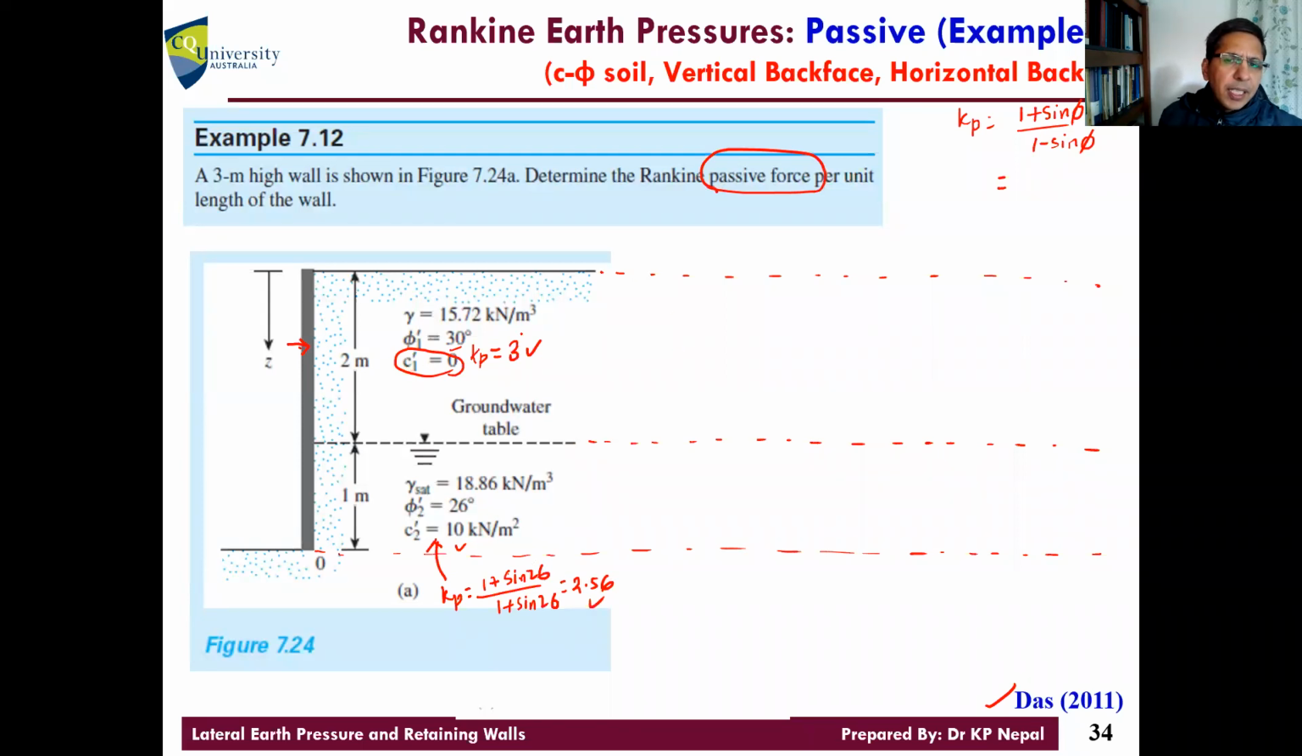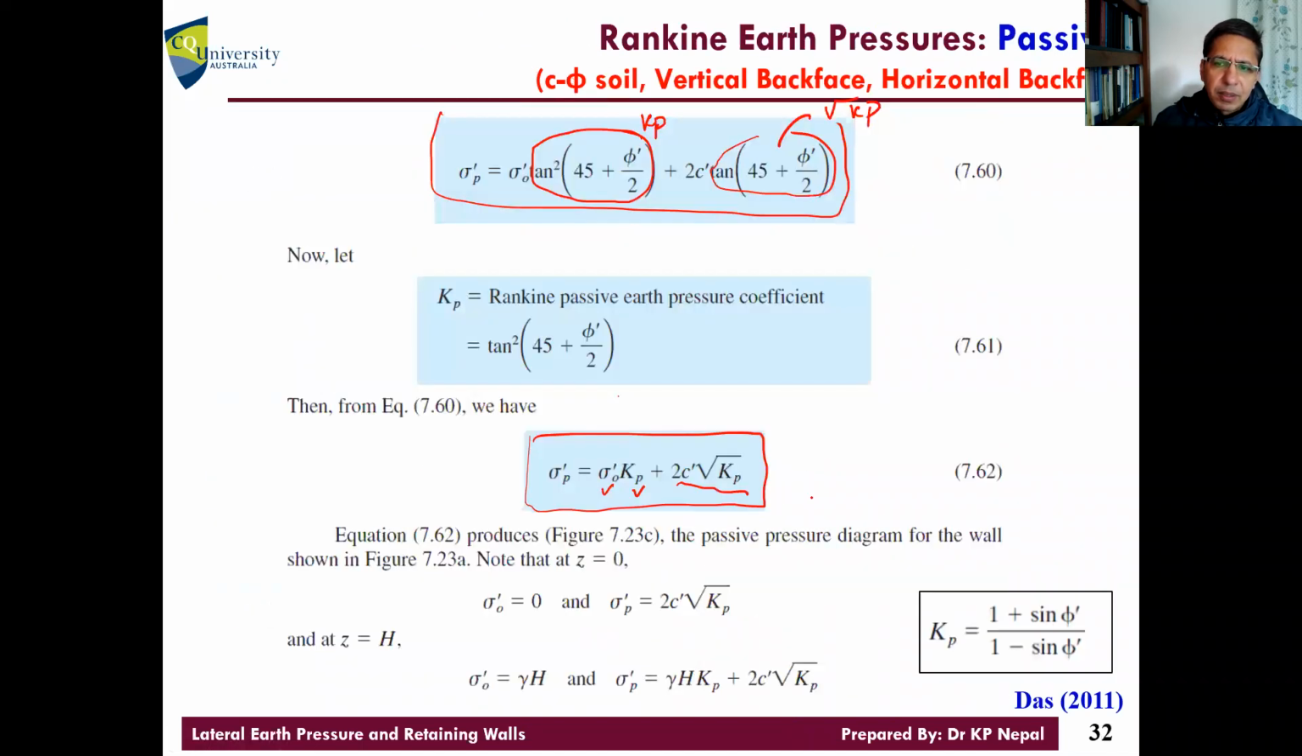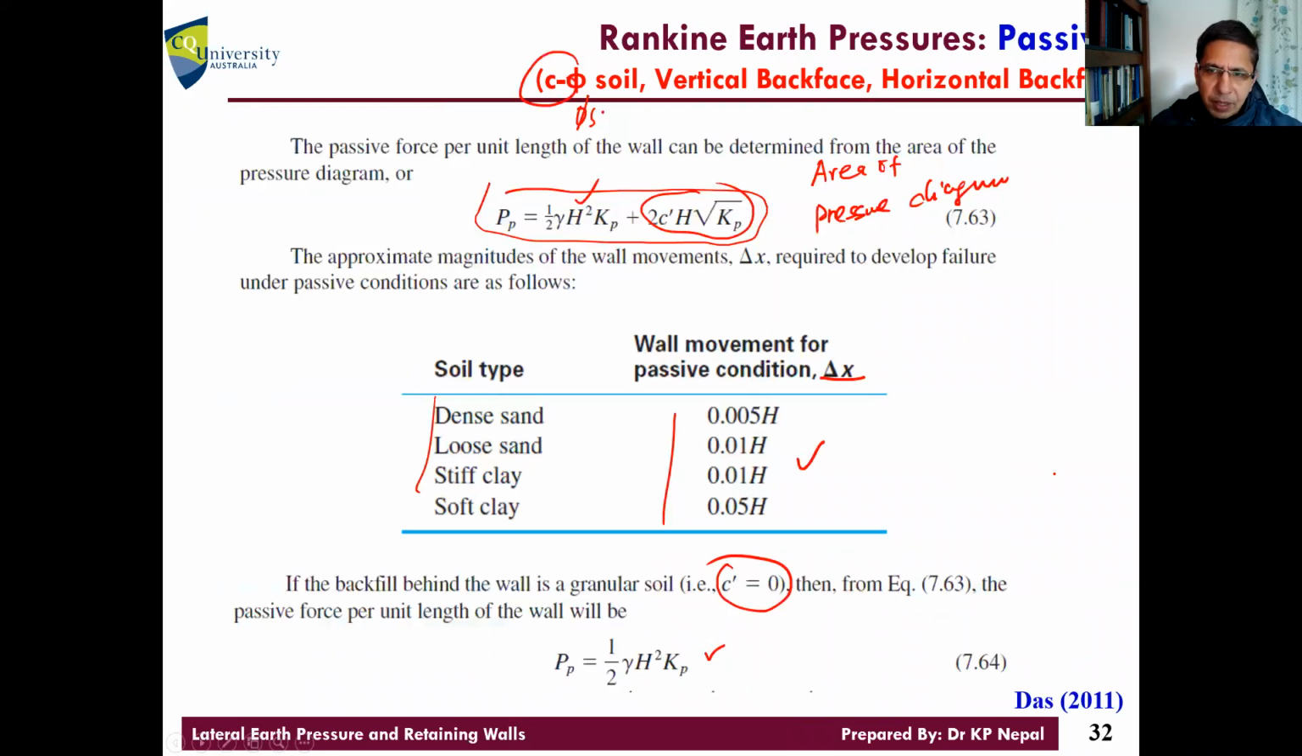Because there is no C here, do you remember the formula we wrote before? Sigma dash V times Kp, but now it's plus here, 2C dash times the square root of Kp. That's the formula for the passive case. Can I show you now? That's what I'm talking about, 7.62. That is the formula.